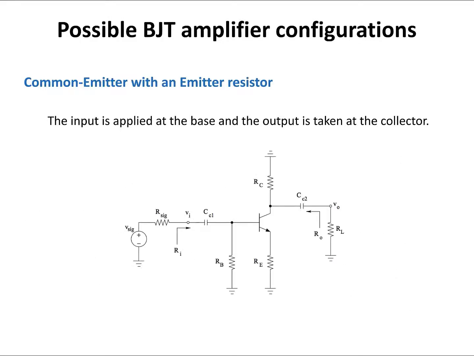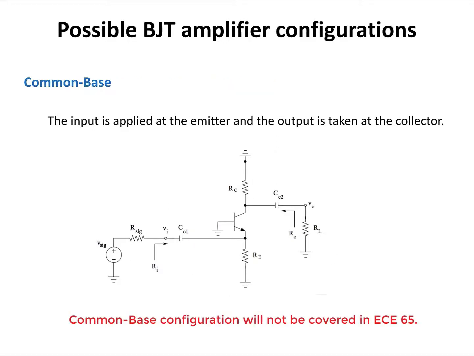Common emitter with an emitter resistor configuration is the modified version of the common emitter amplifier configuration. Just like the common emitter configuration, in the common emitter with an emitter resistor configuration, the input is applied at the base and the output is taken at the collector. The third configuration for the BJT amplifier circuit is the common base configuration, in which the signal voltage is applied to the emitter of the transistor and the output is taken from the collector.